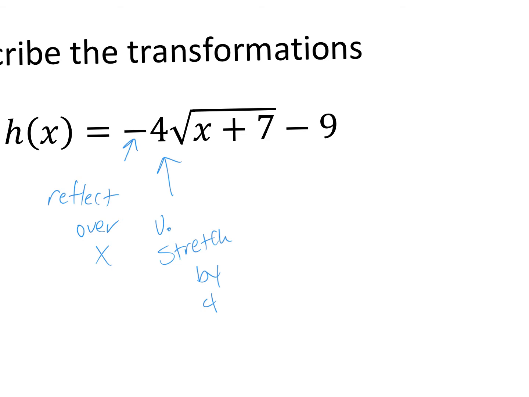What about plus 7? 7 left. So you could tell me left 7. Remember, anything inside is the opposite of what you think. And then what is this minus 9 here? Down 9. Tell me the direction and how much. Okay, good.